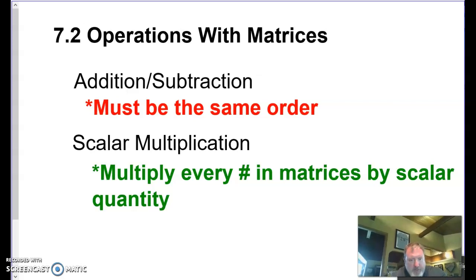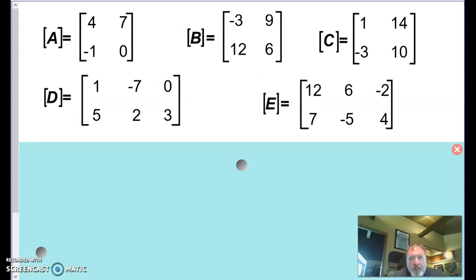When you do scalar multiplication, you're just taking the entire matrix and multiplying every number in the matrix by a number. So we'll go ahead and take a look at this here.